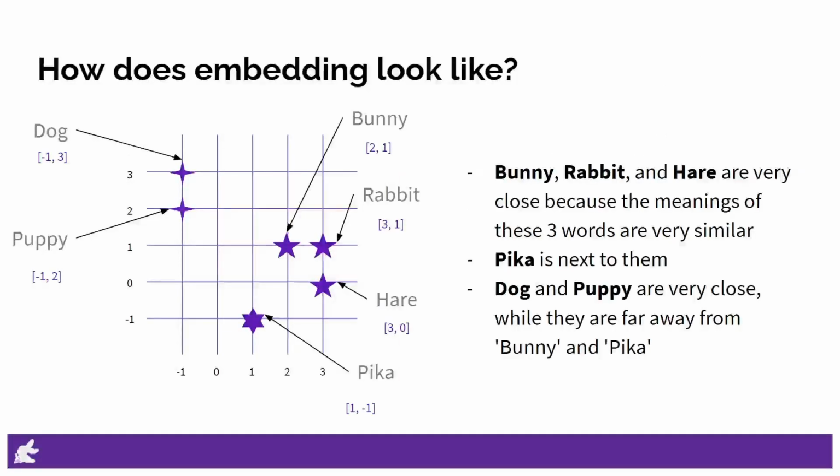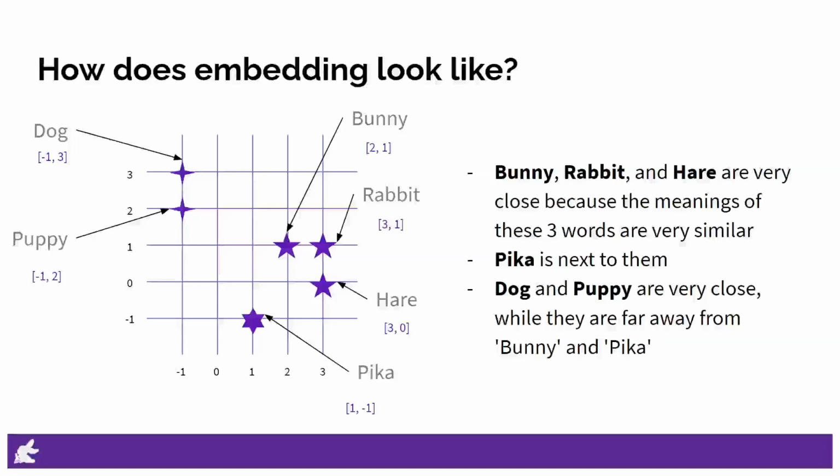In normal NLP applications, we use over hundreds of dimensions to represent tokens. For the sake of simplicity, we use 2 dimensions for demonstration. You can see that a bunny, rabbit, and a hare are very close because the meanings of these 3 words are very similar. You may also notice that a pika is next to them. On the other hand, dog and a puppy are very close, while they are far away from a bunny and a pika.